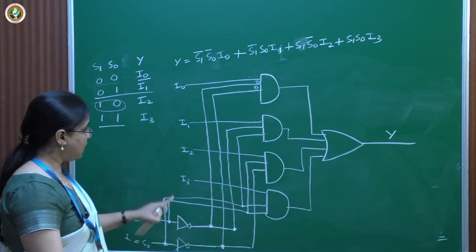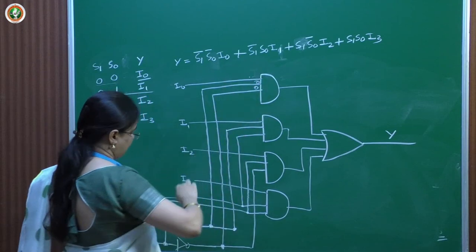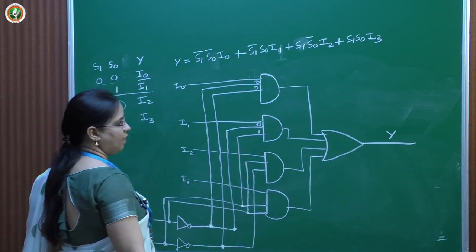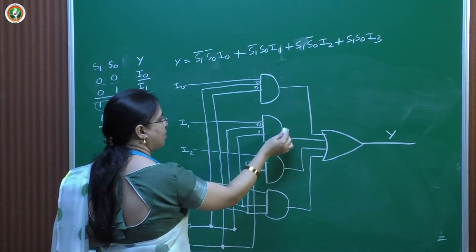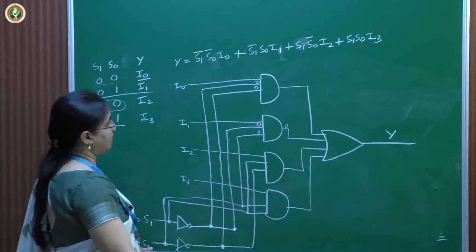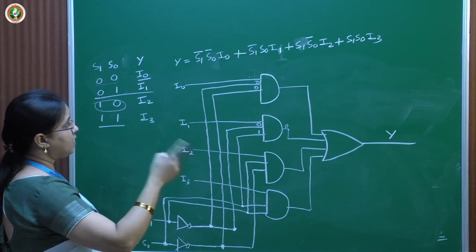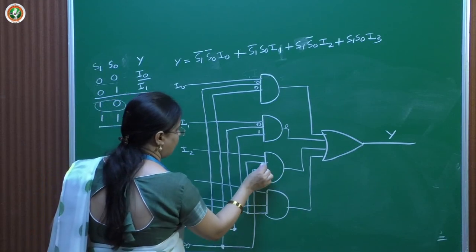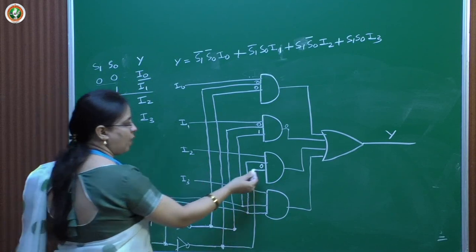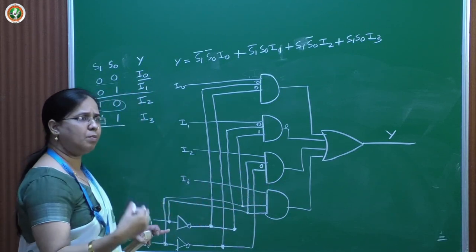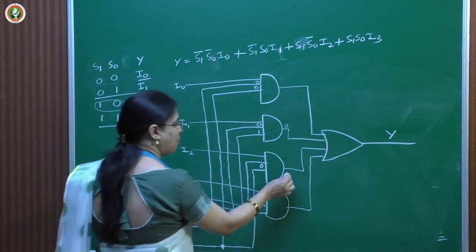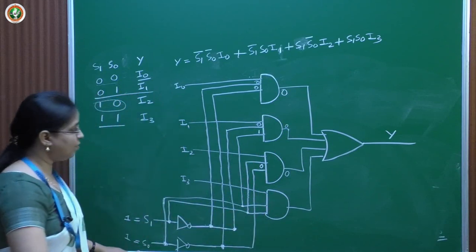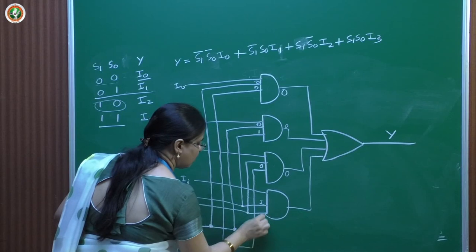0. Okay. For the second AND gate, we have S1 dash. S1 dash means it will become 0, and S0 will be 1. But one of the inputs is 0, means the output of this will become 0. In a similar fashion, for the third AND gate, we have S0 dash. S0 dash is coming from here. So one of the inputs will become 0 here. Once one of the inputs is 0, I need not bother about the other inputs, because the output will be 0 here. So now only for the last AND gate, we have S1 and S0 as 1 and 1. So this is 1 and this is 1.